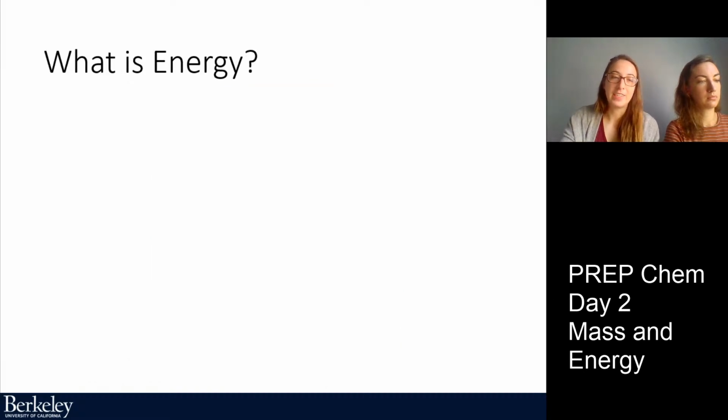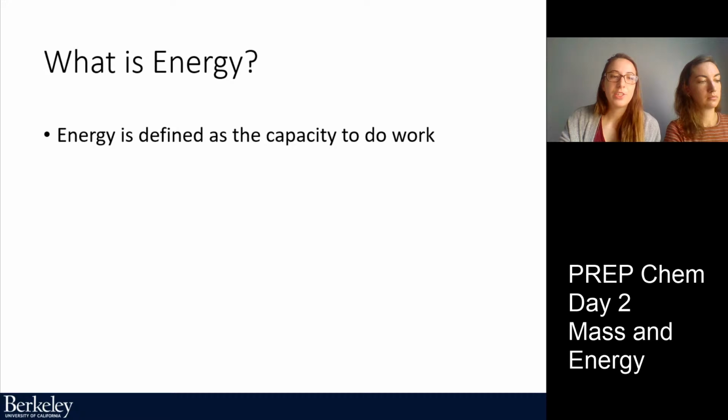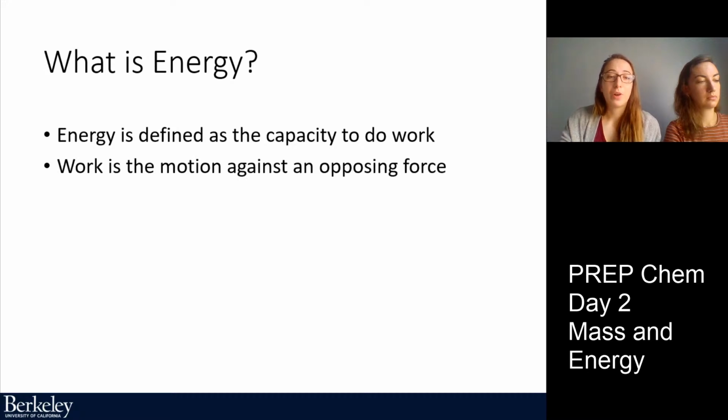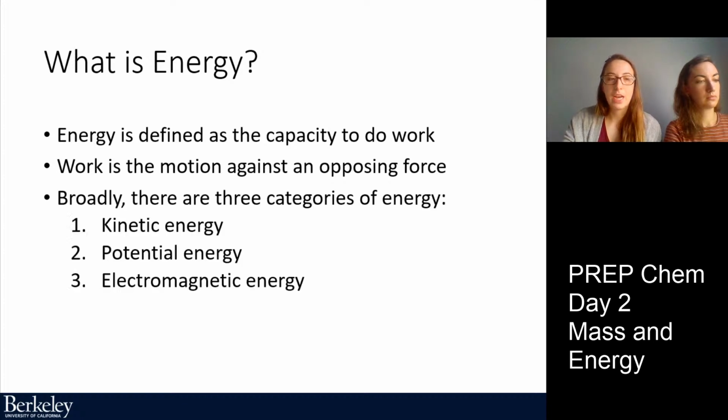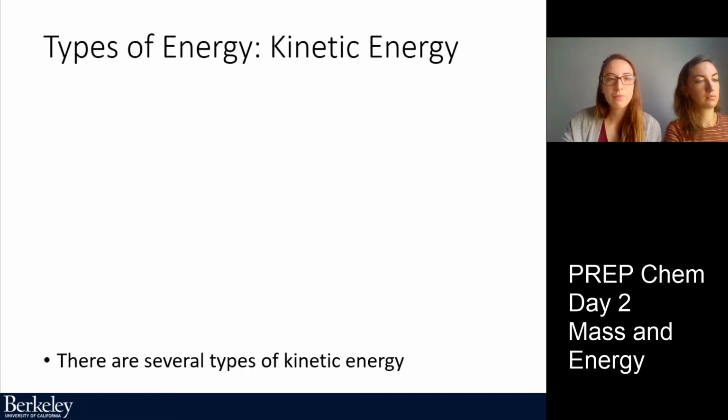So what actually is energy? Energy is broadly defined as the capacity to do work. And when we think of work, we can define work as the motion against an opposing force. Broadly, we can break energy down into 3 separate categories: kinetic energy, potential energy, and electromagnetic energy. First, I wanted to quickly review what different types of energies are in each of these 3 categories. Starting off with kinetic energy.